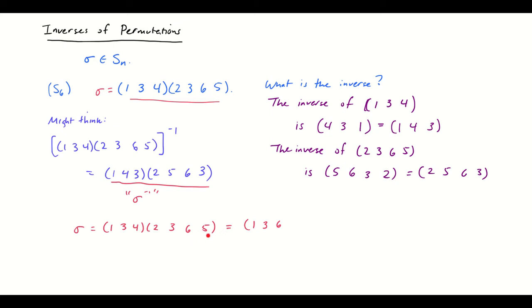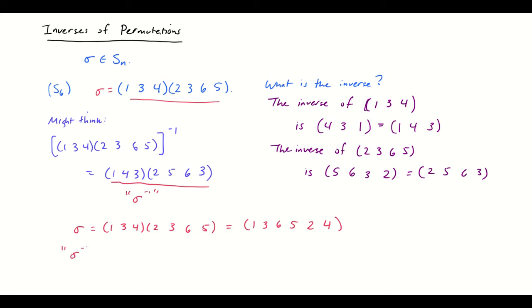Okay, and then 6 goes to 5. 5 does nothing over here. So 6 goes to 5. And then 5 goes back to 2. 2 does nothing over here. So 5 goes to 2. And then what does 2 do? 2 goes to 3. And then 3 goes to 4. And then I think 4 goes back to 1. All right, so that's sigma.